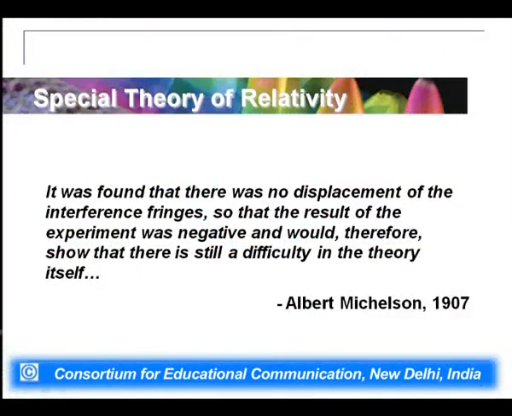In 1887, Albert Michelson performed an experiment, the Michelson-Morley experiment, in two directions, and he found that there was no displacement of the interference fringes. So the result of the experiment was negative, and therefore it showed that there was still a difficulty in the theory itself. It means the concept that was given was not accepted.